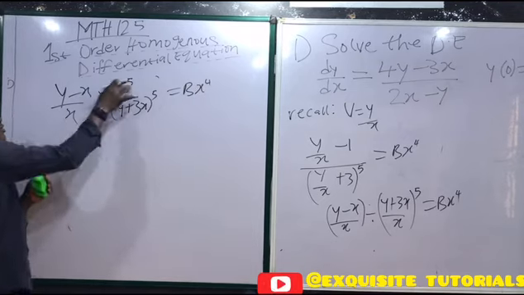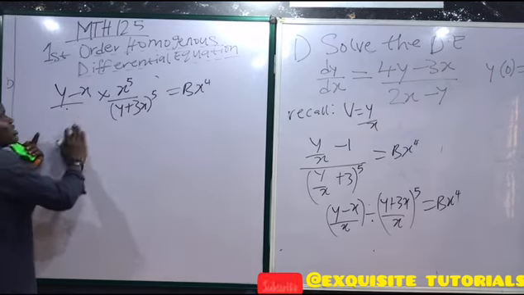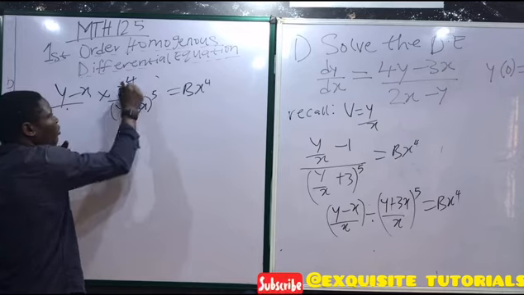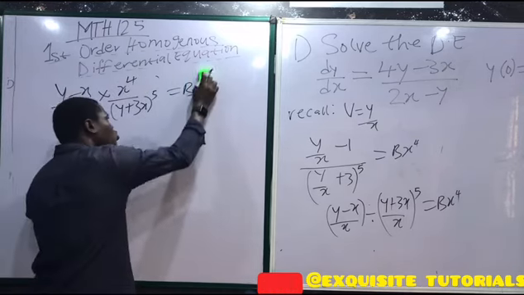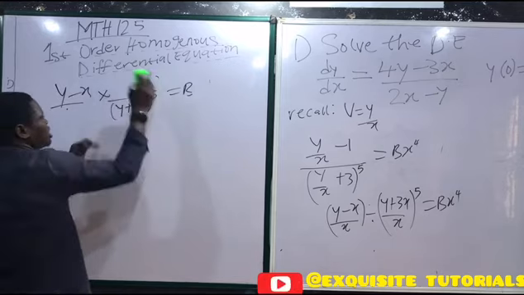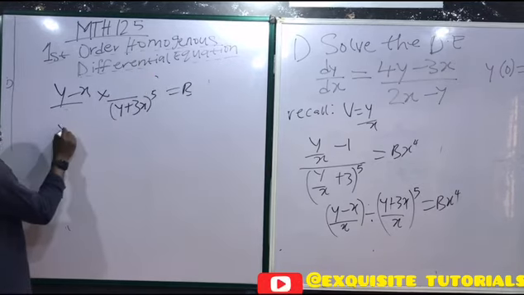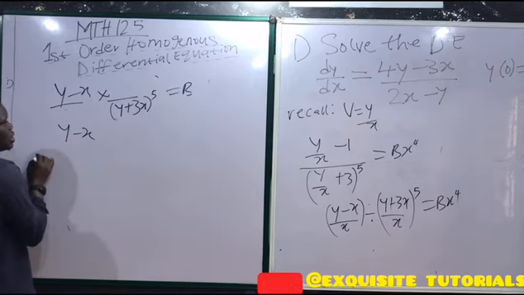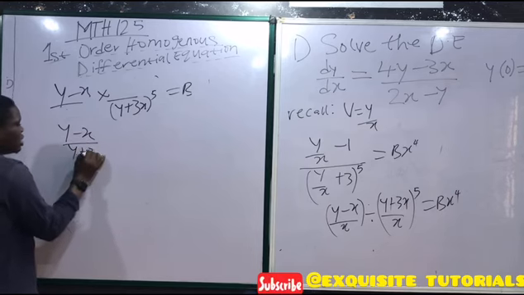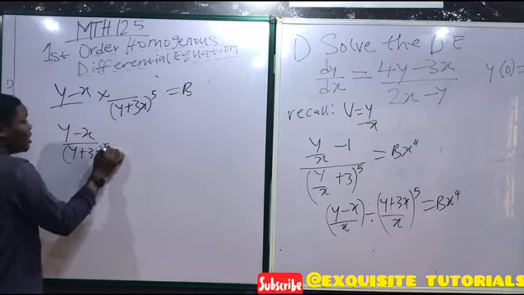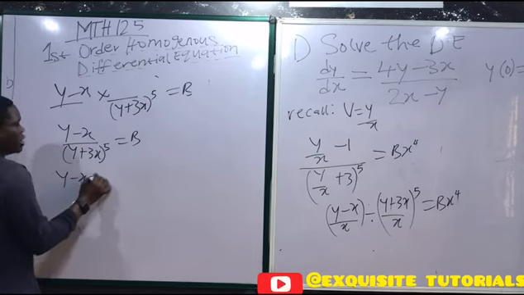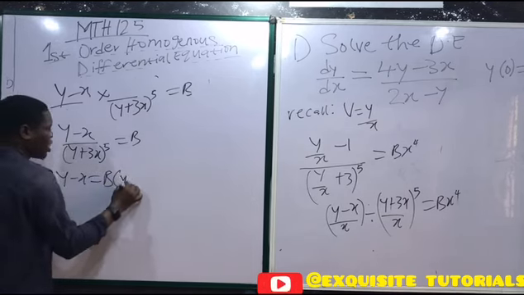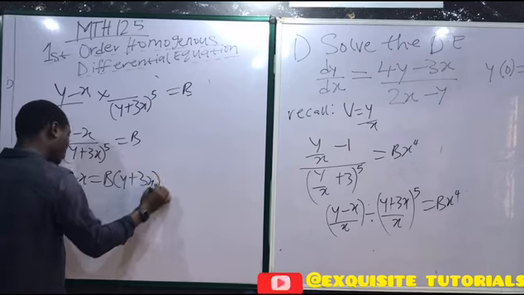Now this x raised to power 5 divided by x is x raised to power 4. And this x raised to power 4 here can cancel out with this x raised to power 4. So we are left with a constant equal to this. So we have (y minus x) all over (y plus 3x) raised to power 5 equals b. So if I take this one here, I will have y minus x is equal to b bracket (y plus 3x) raised to power 5.